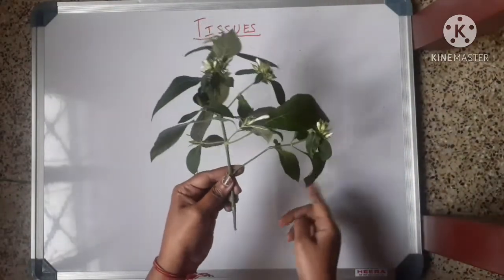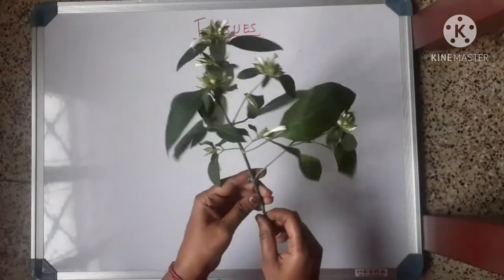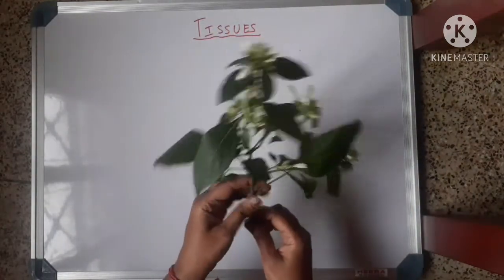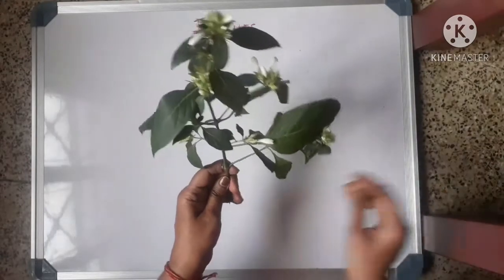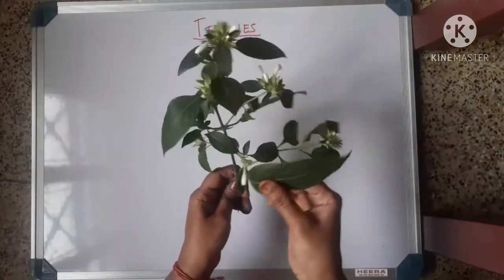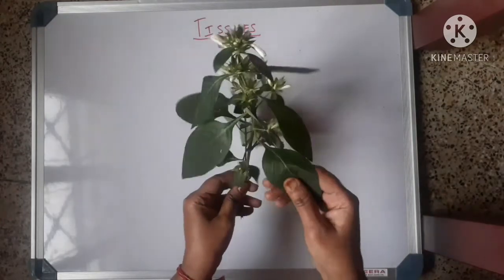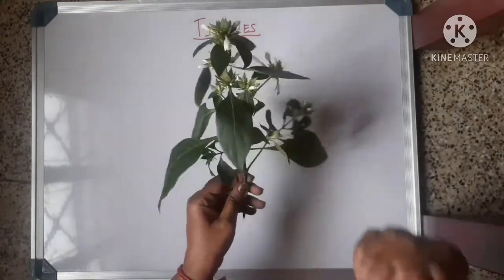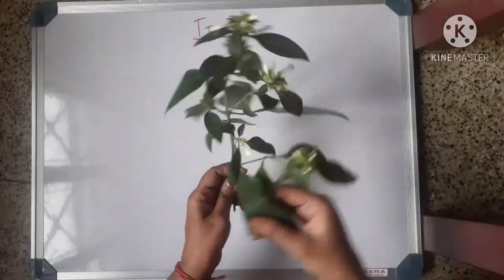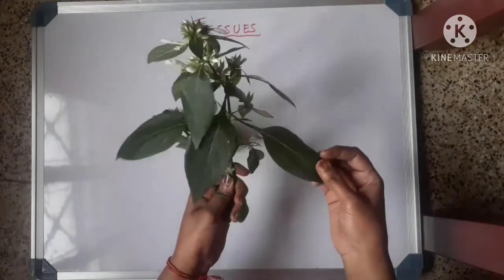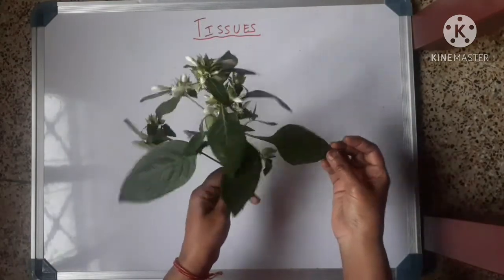Now the second tissue, permanent tissue: simple permanent tissue and complex permanent tissue. Simple permanent tissue, for example, the leaf. As you see, the plant is basically green in color, so there is a lot of chlorophyll in the plant, and chlorophyll is contained in parenchyma, simple tissue. So simple tissue can be seen largely in a plant, and when you see a twig.